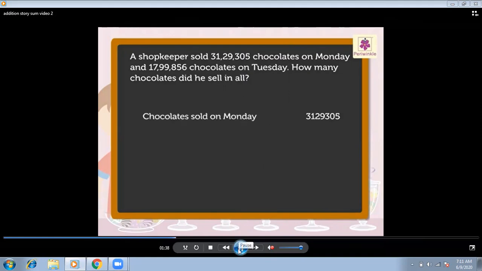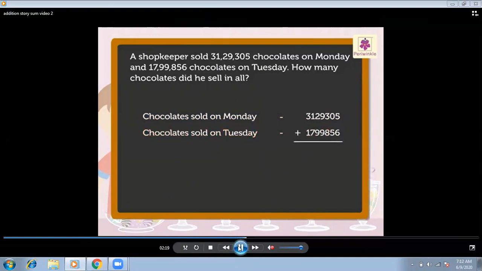So what did I tell you? We always first compare the numbers, and the bigger number we always write on the top. It is not about which number is written first; the bigger number goes on top. And here, obviously, the first number is the bigger number because it's 31 lakh and the other is 17 lakh. So the 31,29,305 we write on the top, and the 17,99,856 chocolates that he sold on Tuesday, we write downside.